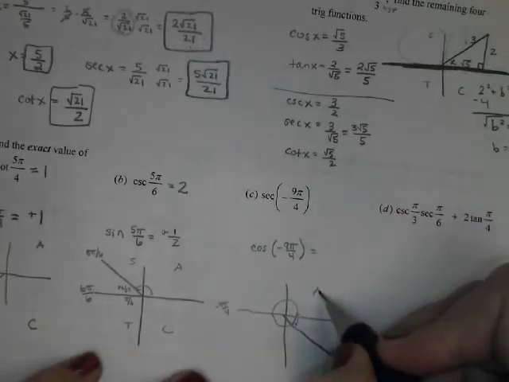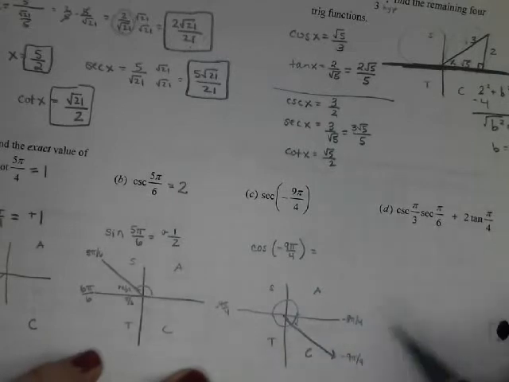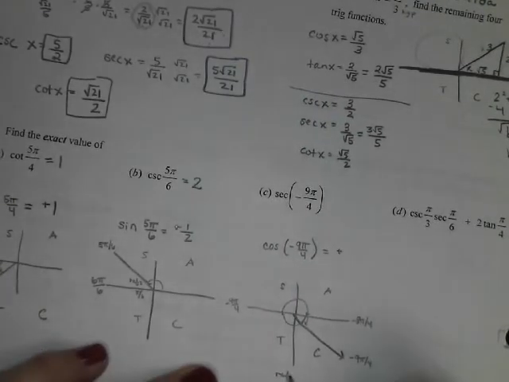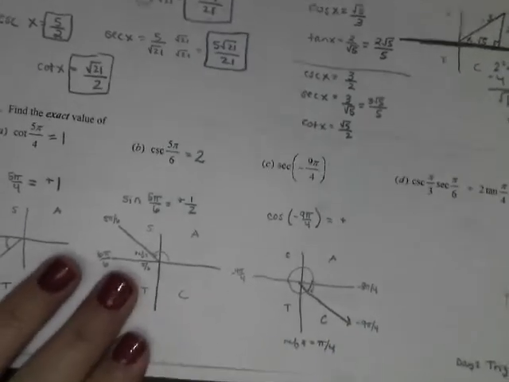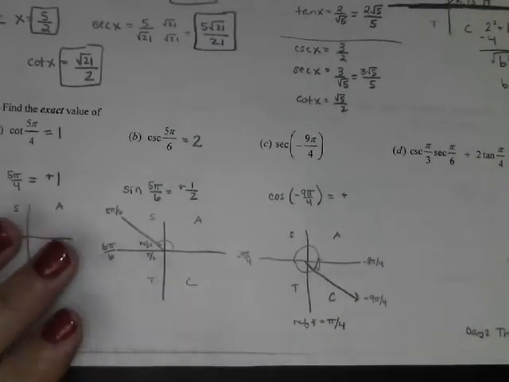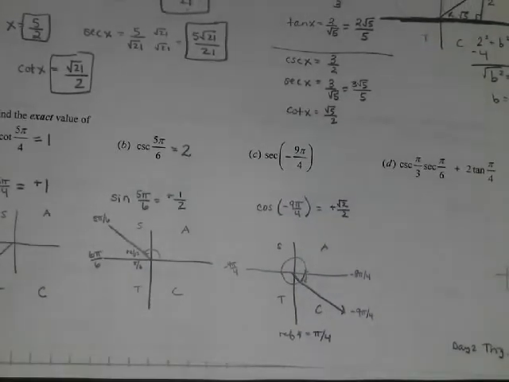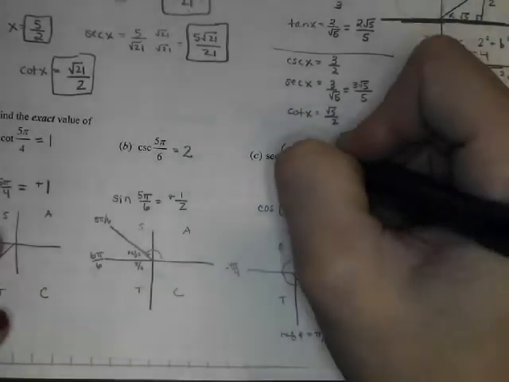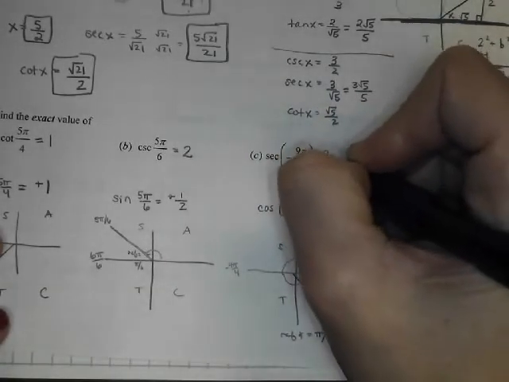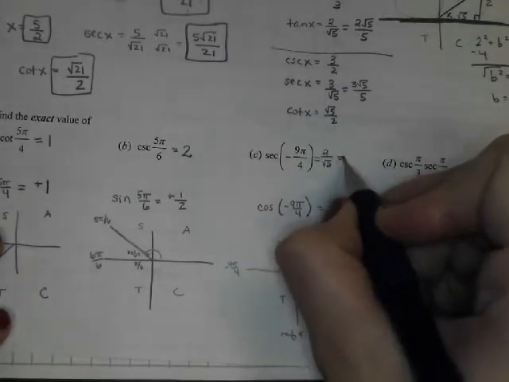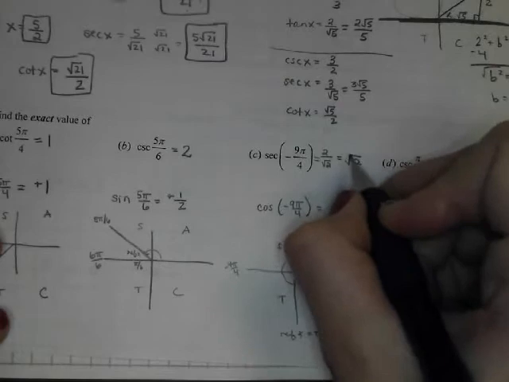So, for the cosine in that quadrant, it just so happens that it's going to be positive again. That's our positive quadrant for cosine. And the reference angle is pi over 4. So what is the cosine of pi over 4? Root 2 over 2. Now, reciprocating root 2 over 2 becomes 2 over root 2, which will rationalize to 2 root 2 over 2, which is just root 2.